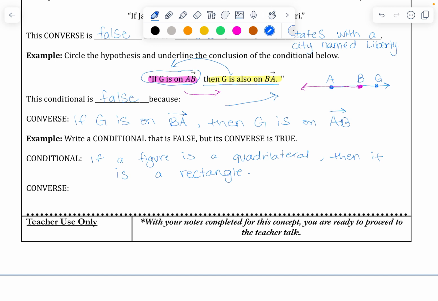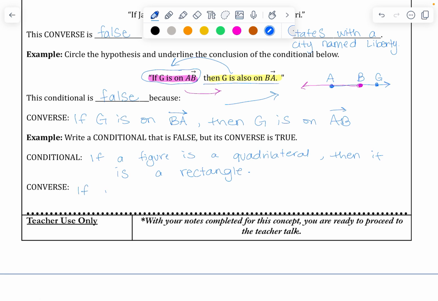However, if we switch this and we say if a figure is a rectangle, then it is a quadrilateral. That is true because every rectangle has four sides, which is the characteristic of a quadrilateral. So that is true, and our regular conditional was false.